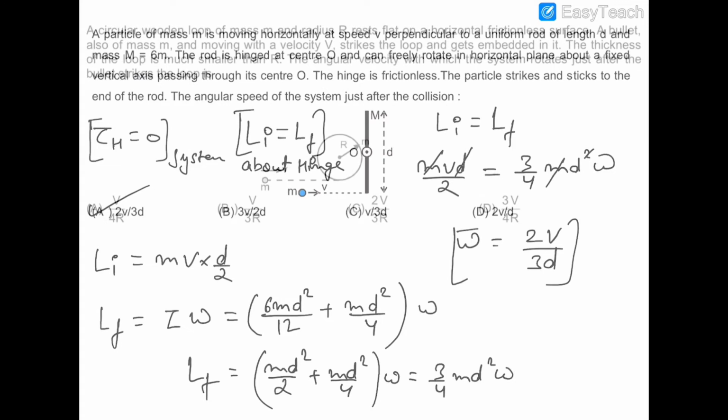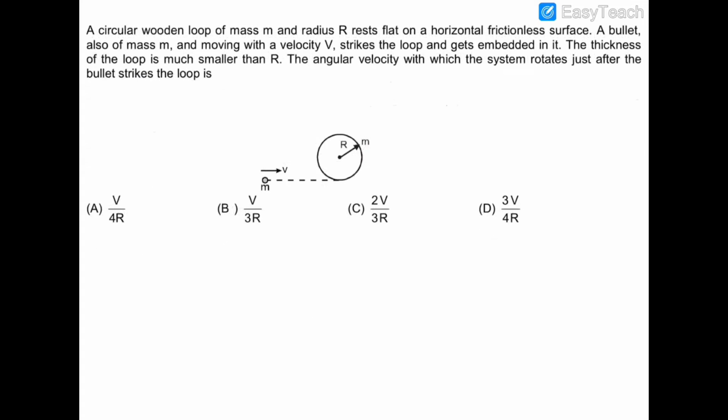Now let's move on to the next question. In this question, there is a circular wooden loop of mass m and radius r. So it is a ring, and this is placed on a flat horizontal frictionless surface. Its mass is m, and there is another ball of mass m which is initially moving with the velocity v, strikes this ring at this point and gets embedded or sticks to the ring. So we need to find out the final angular velocity with which this system would rotate after the collision.